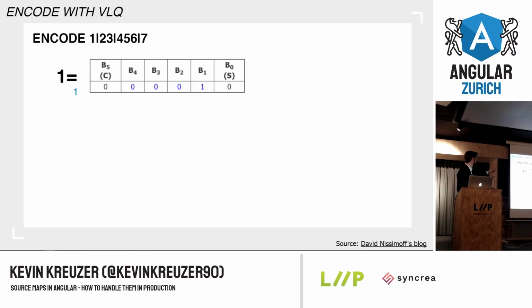So we just fill in the 1, we say it's a positive value, so we set the sign bit to 0, and then we fill up the rest with zeros. And it doesn't need a continuation.